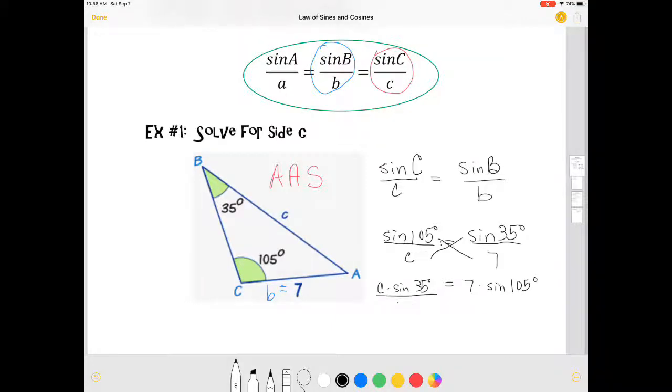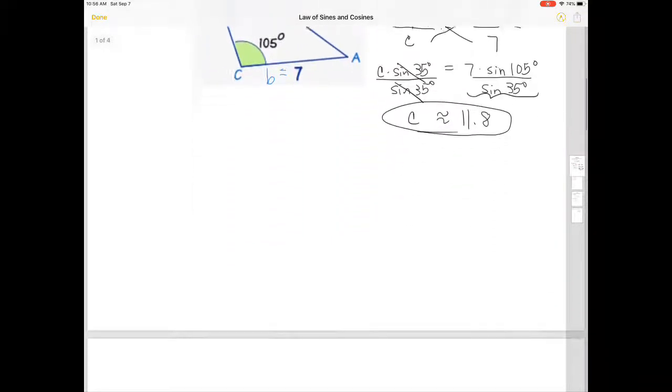And then divide out the sine of 35. Those cancel, and I get C equals whatever this is. Plugging that into the calculator, I'm going to round it to one decimal place. I get about 11.8. So really, I should put not equals, but it's rounded to 11.8. So there's the solution for side C. Let's take a look at one more example in this video.